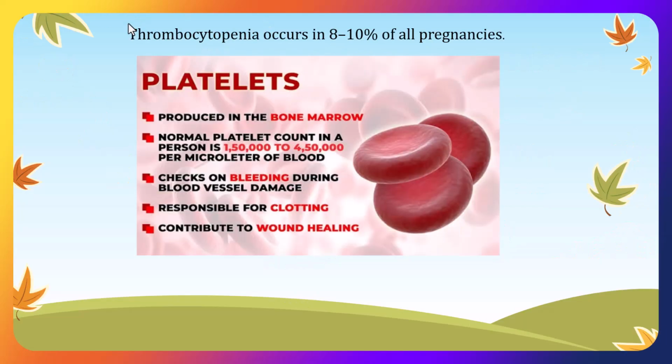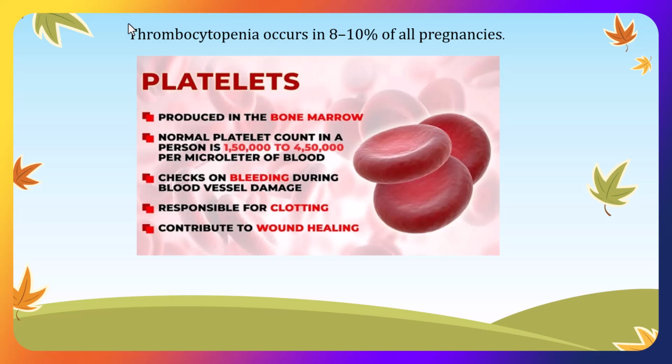So guys, as we are talking about platelets since our last lecture, I decided to give some information about the platelets. Platelets are produced in the bone marrow, and the normal platelet count in a person is 150,000 to 450,000 per microliter of blood. So what are the platelets' function? They keep check on bleeding during blood vessel damage, they are also responsible for clotting, and they also contribute to wound healing.